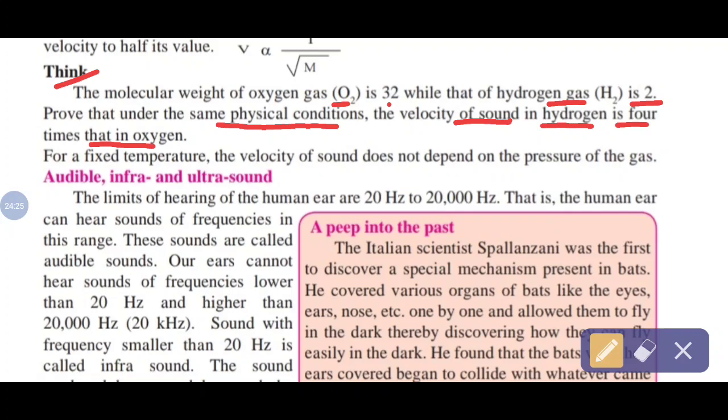Next sentence, you underline: for a fixed temperature, the velocity of sound does not depend on the pressure of the gas. Very important sentence. Mark that. That is asked as a true or false question. For a fixed temperature, the velocity of sound does not depend on the pressure of the gas.